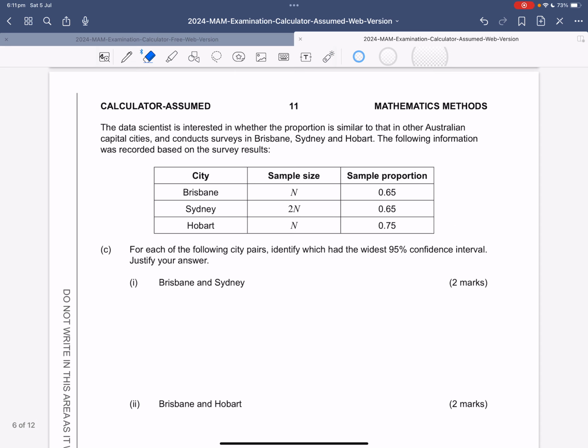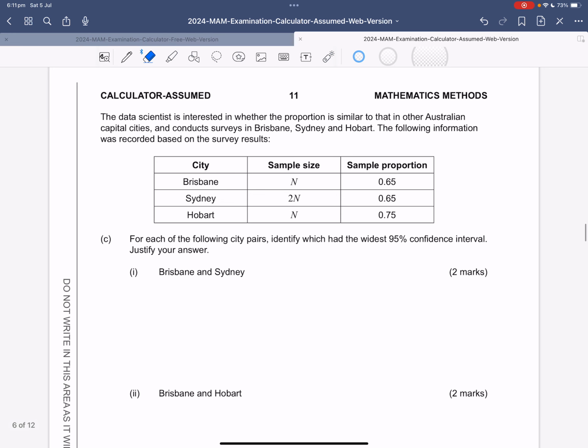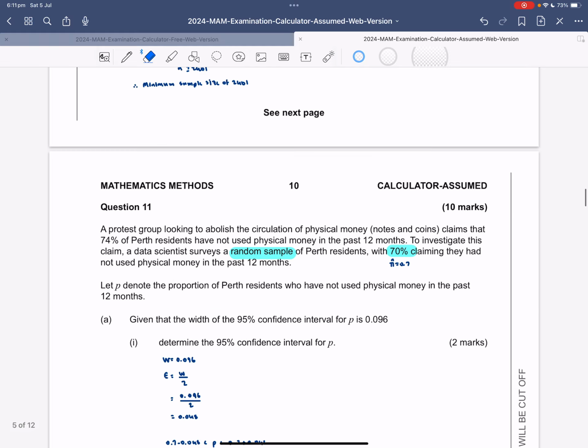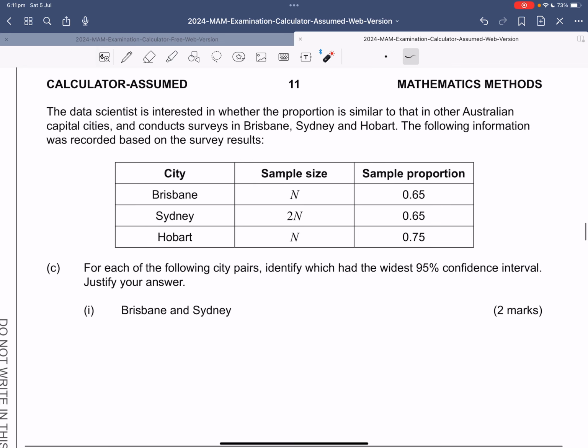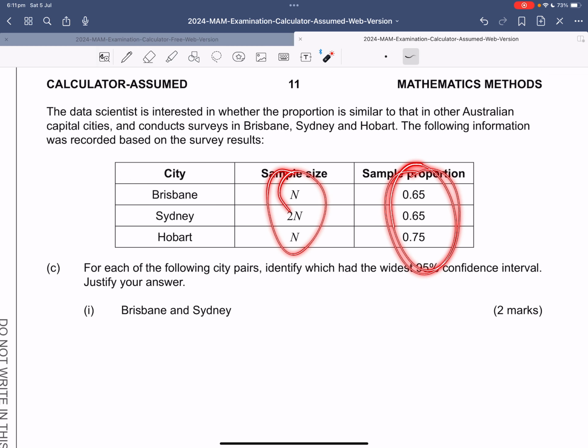The data scientist is interested in whether the proportion is similar to that in other Australian capital cities. So he does surveys in Brisbane, Sydney, and Hobart. Which one was this? This one was in Perth. Okay, so he does simple ones. He's got various different sample sizes with various sample proportions. For each of these, we have to figure out which one will have the widest confidence interval.